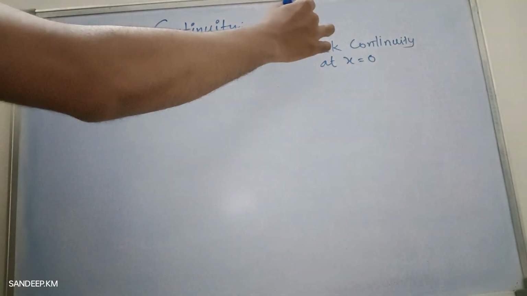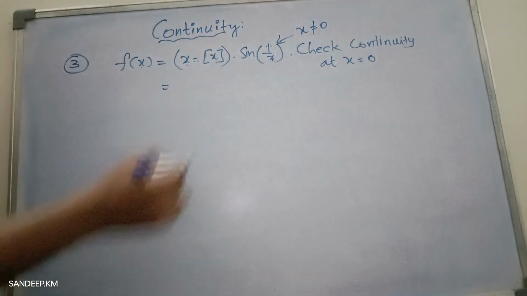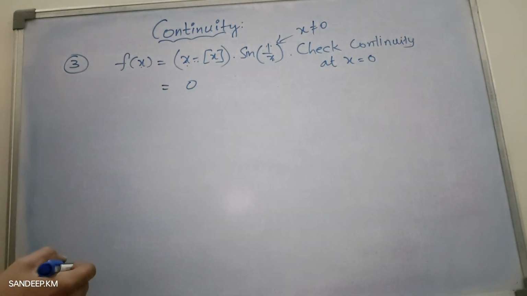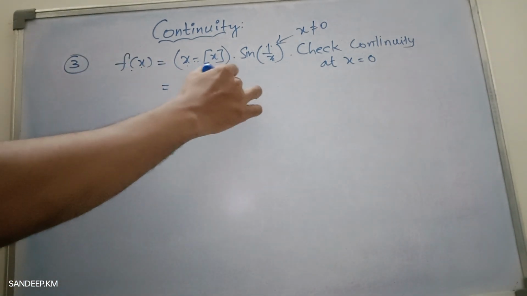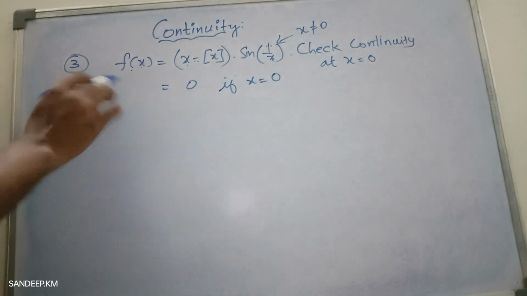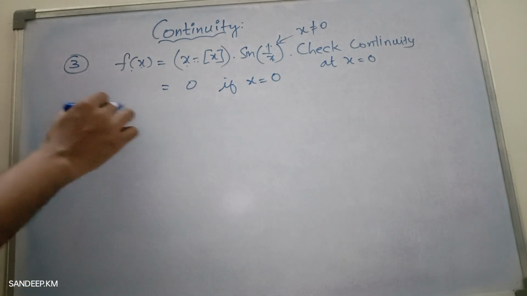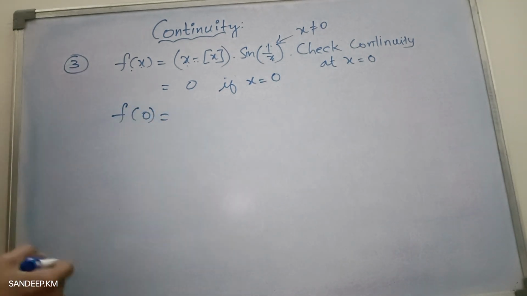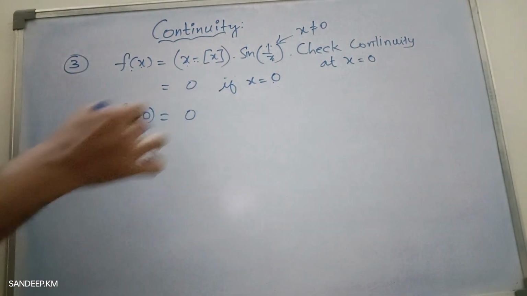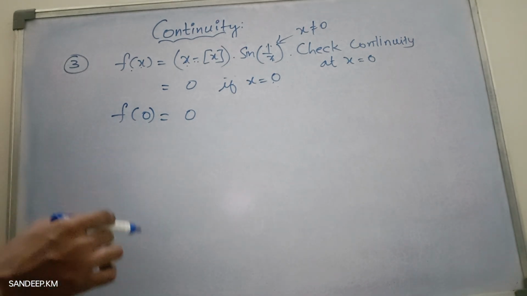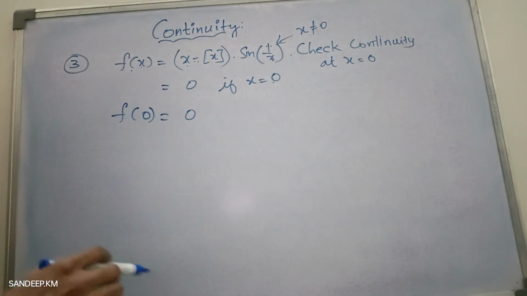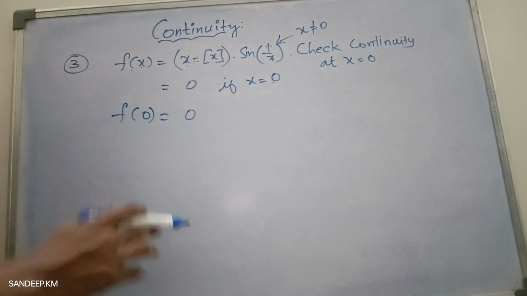Okay, let me make a small change in the function. I will take this function if x is not equal to 0, and I will take the answer as 0 if x is equal to 0. So I have made a small change in the question. Now clearly the value of the function, when the input is 0, the output is 0. If the left hand limit is equal to the right hand limit, and if it is equal to the value of the function, obviously the function is continuous.